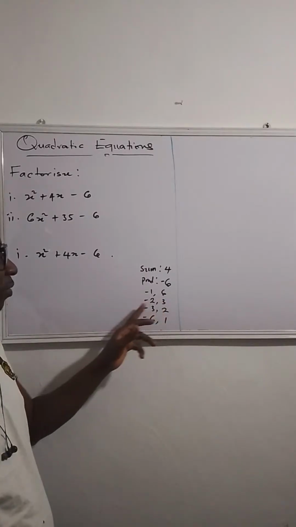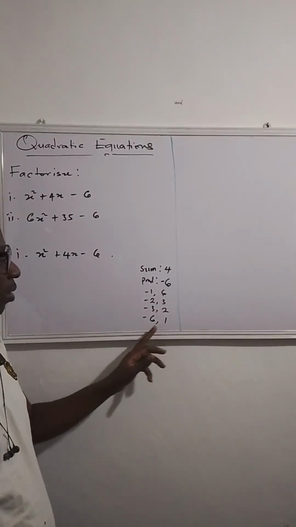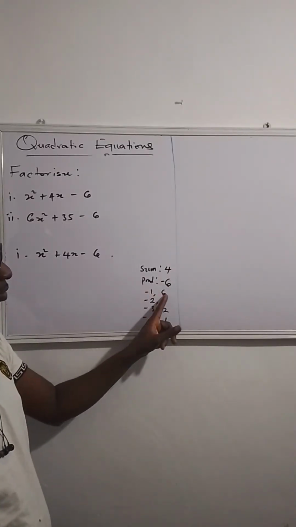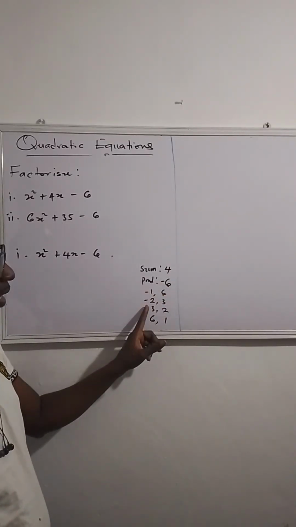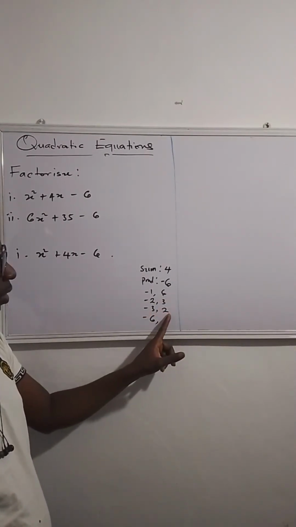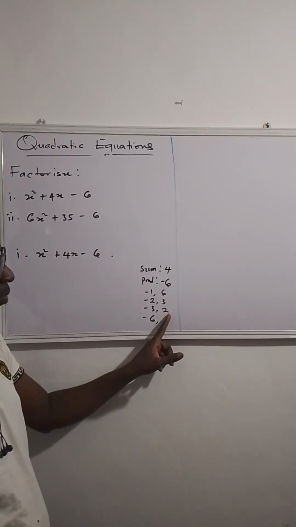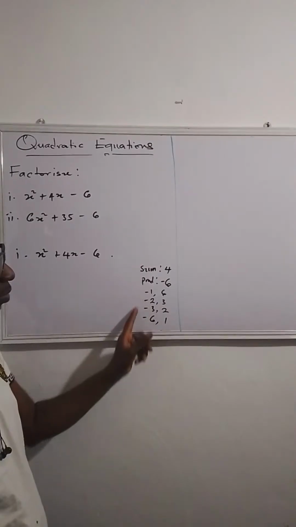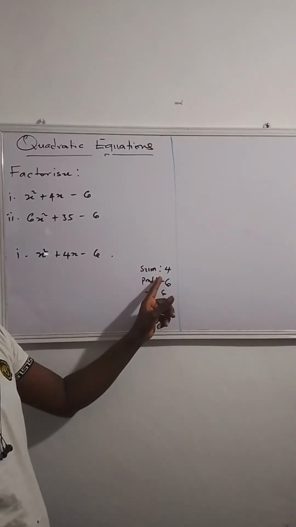And there's none of them that will add together to give 4. Because if you add this and this together, you have 5. Add this and this together, you have 1. And this gives you minus 1, rather. Now this and this gives you minus 5. So none of them will give you plus 4, right?